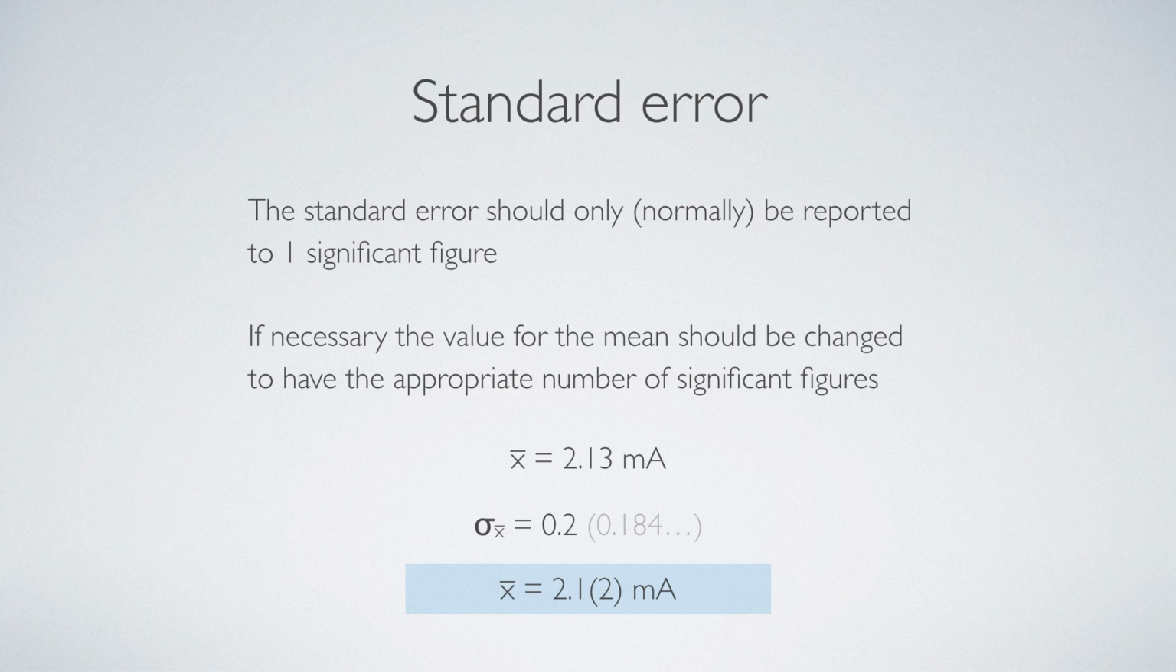Here I've presented a mean value of 2.13. And when the standard error has been calculated, it rounds up to 0.2 because it is 0.184. This means that when I have my mean value, 2.13, because the uncertainty lies in that 1, it makes absolutely no sense to have a false level of precision with that 3. Therefore, the mean value gets rounded to 2.1 and the value and its uncertainty gets presented as 2.1 bracket 2.